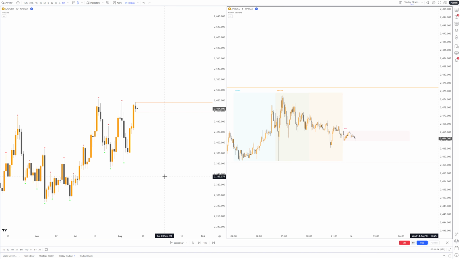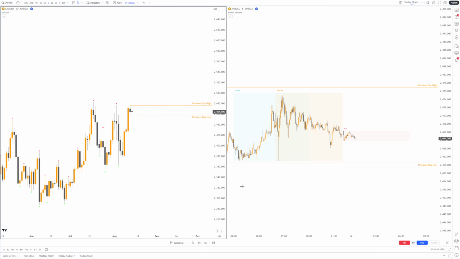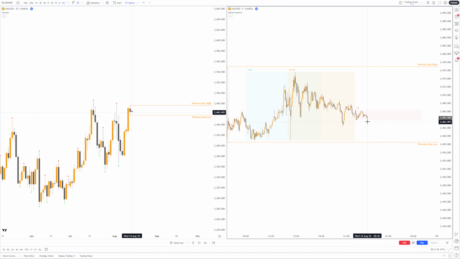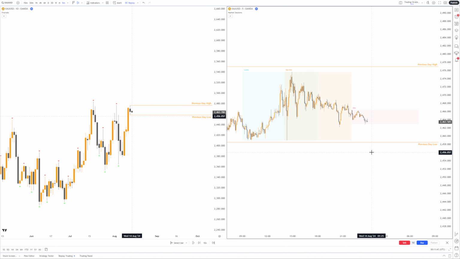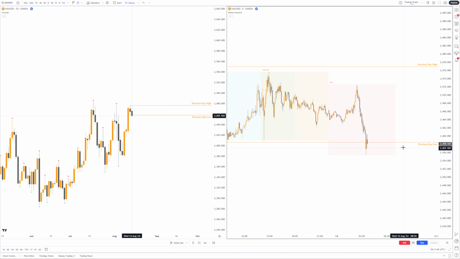So I have cherry picked one example. You can see that I've marked out the previous day high and the previous day low. Now over to the 5-minute chart, I'm going to wait for the price to break below the previous day low and then see if it reverses back into the previous day low. Let's see what happens. You can see that price is now here.